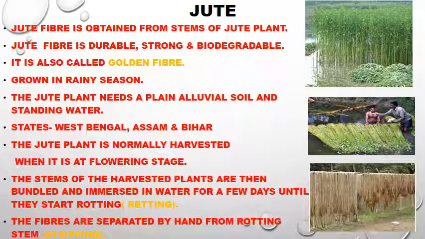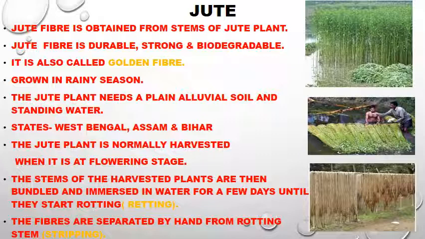Jute is a rainy season crop and the plants are cut during the flowering stage. This is because good quality jute is obtained from its young stem. Otherwise, what happens? The stem becomes very hard and it is difficult to remove fibers from it.